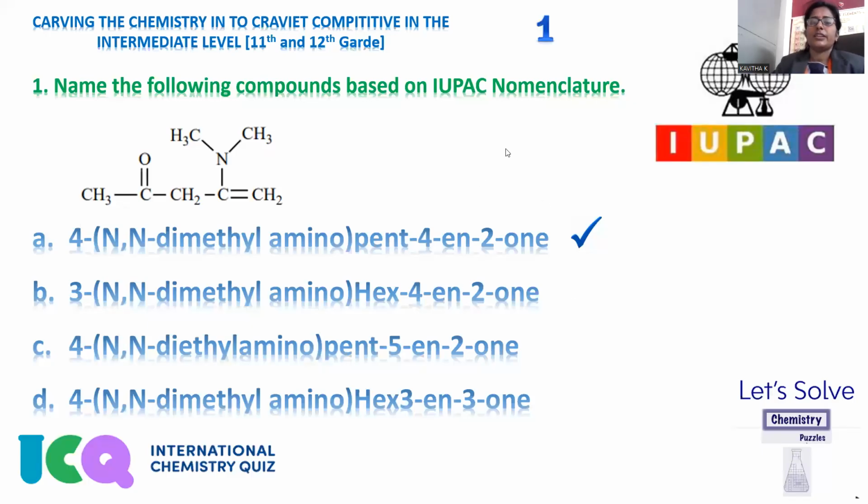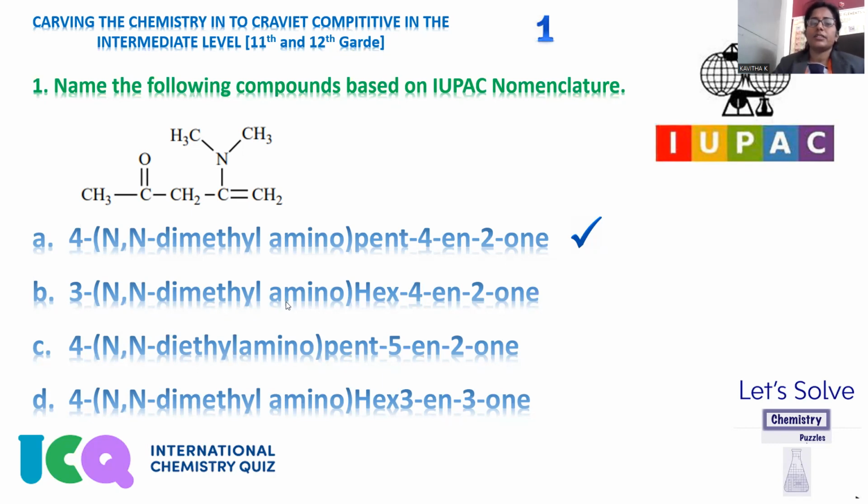The first question is related to IUPAC nomenclature. IUPAC stands for International Union for Pure and Applied Chemistry. Name the following compound based on IUPAC nomenclature. The compound provided has a ketonic functional group and a tertiary amine, and a double bond is also present. The parent chain has 5 carbons. Among all the options, the right one will be 4-(N,N-dimethylamino)penta-4-en-2-one. This will be the right naming for the given organic compound.